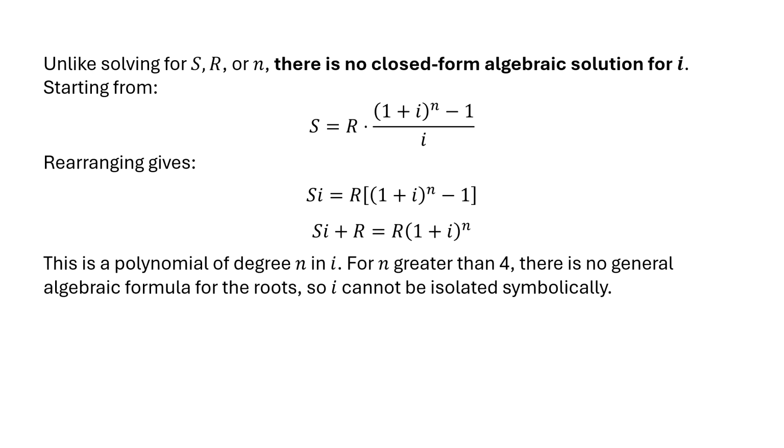Unlike solving for S, R, or N, there is no closed form algebraic solution for the interest rate. And you can see that here. If you take our initial formula for annuities, multiply both sides by I, you get this here. You can write it out a little bit more. And if you multiply this out using the binomial formula, you basically get a polynomial of degree n with the variable I. And for n greater than 4, there is no general algebraic formula for the roots. So I cannot be isolated symbolically. You need to use a numerical technique to find I.